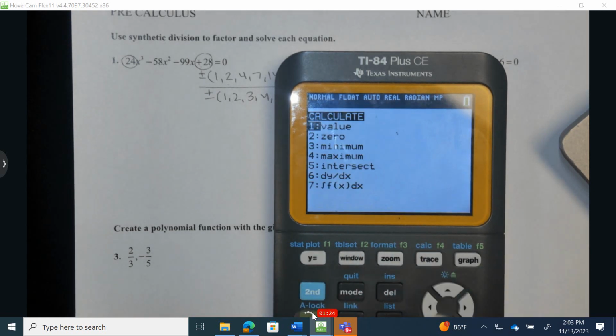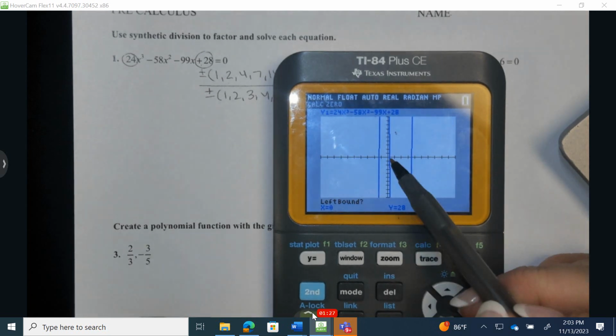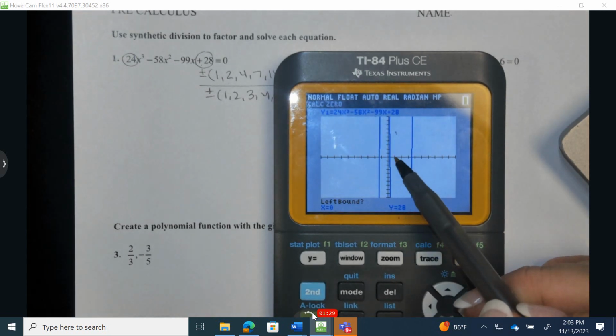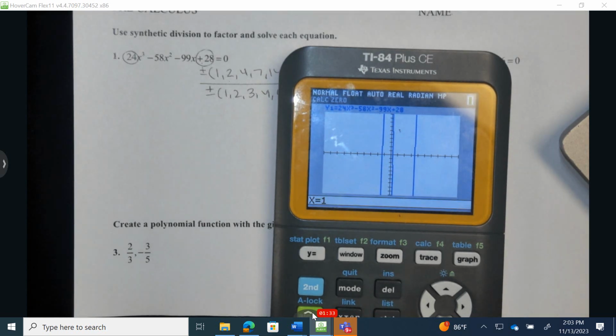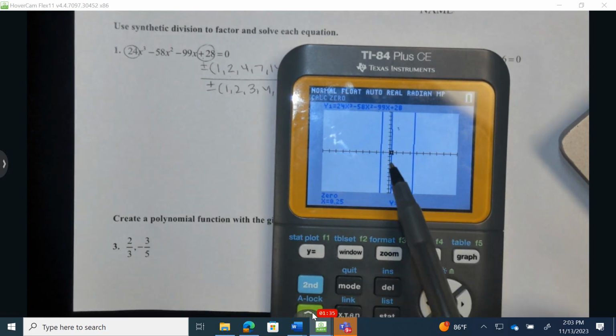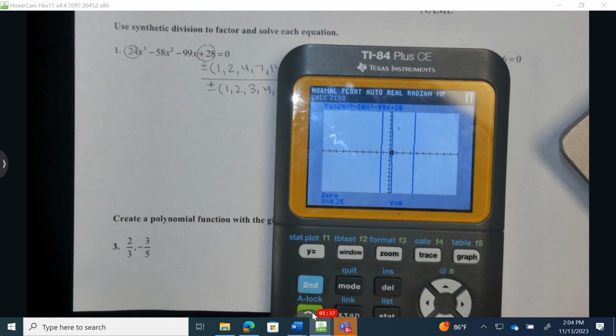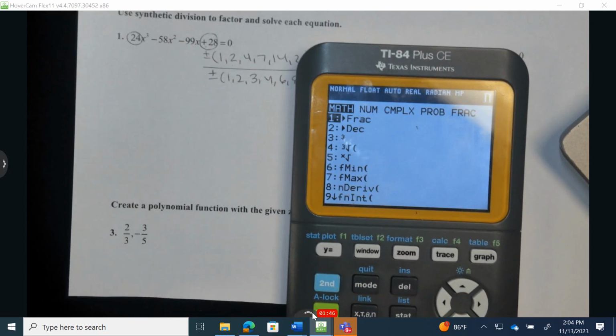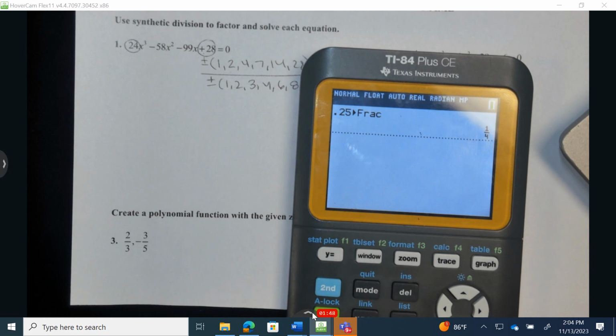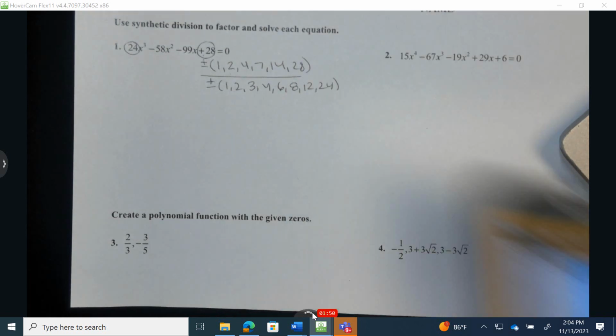I'm going to go second trace 0. And if I do this one right here, I can see it's between 0 and 1. So my left bound is going to be 0, my right bound is going to be 1, and then I just press enter again. And I can see that one of the roots is at 0.25. Now, if you didn't know what that is, you type in 0.25, you hit math on the left-hand side, and you press enter twice, and we can see that 0.25 is the equivalent in fraction form to 1/4.